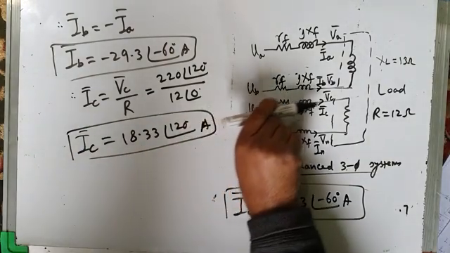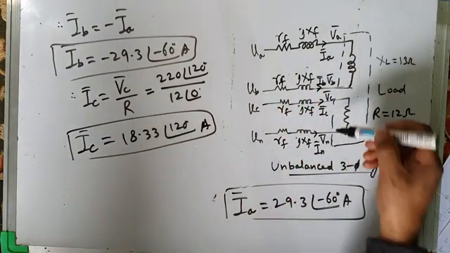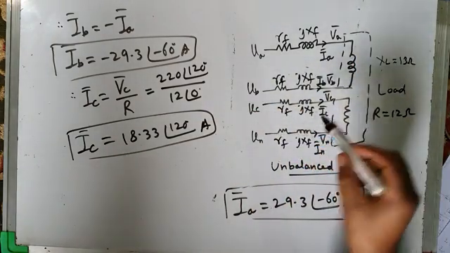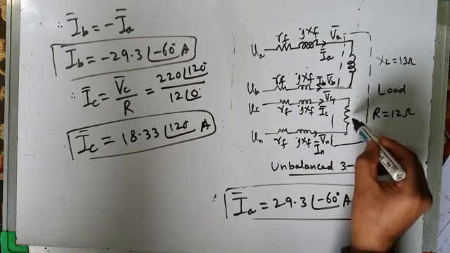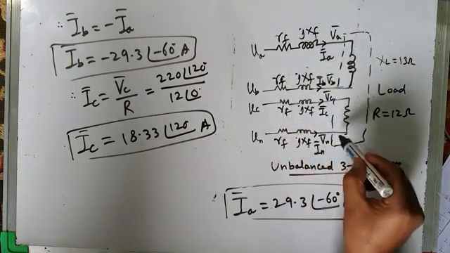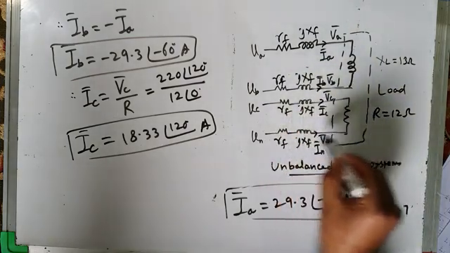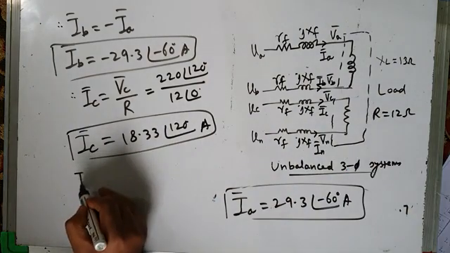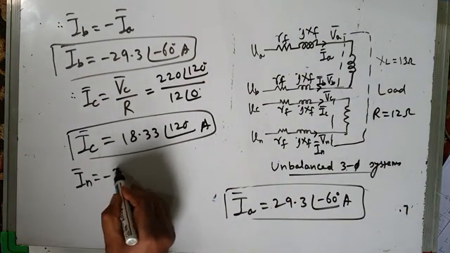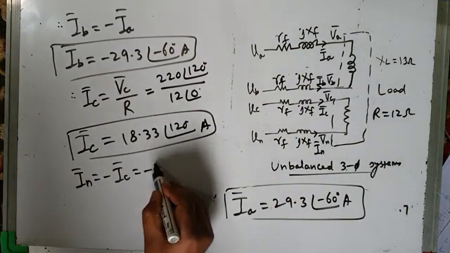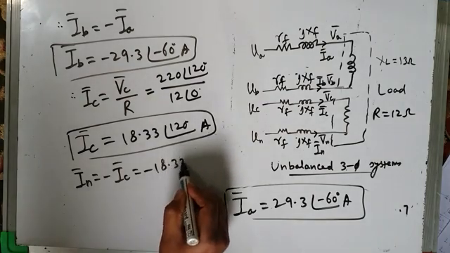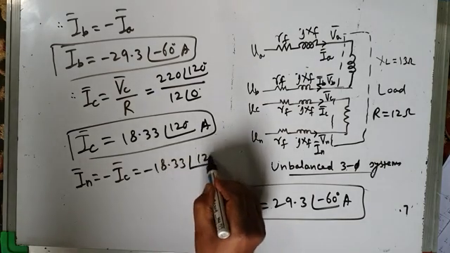The same current is flowing through the neutral, because the load resistance is connected between line and neutral. The same current will flow in series with the neutral. So what will be the neutral current? That is minus IC, which is equal to minus 18.33 at an angle of 120 degrees amps.